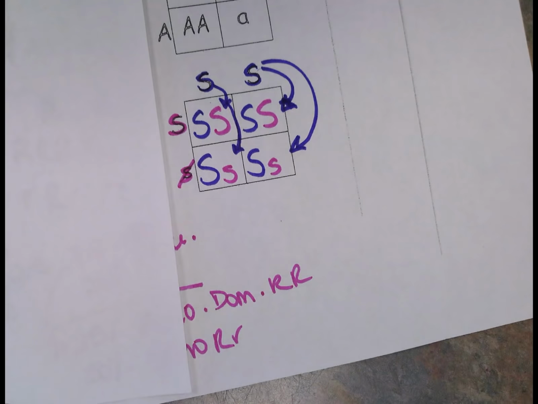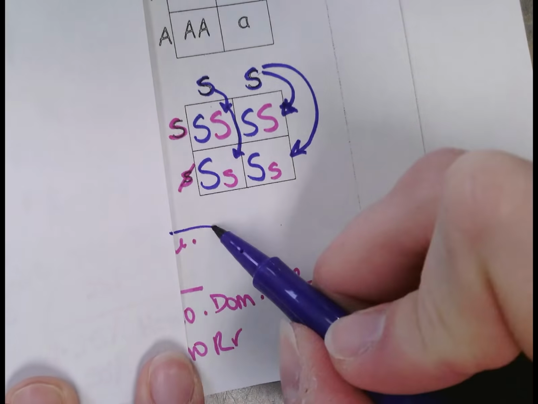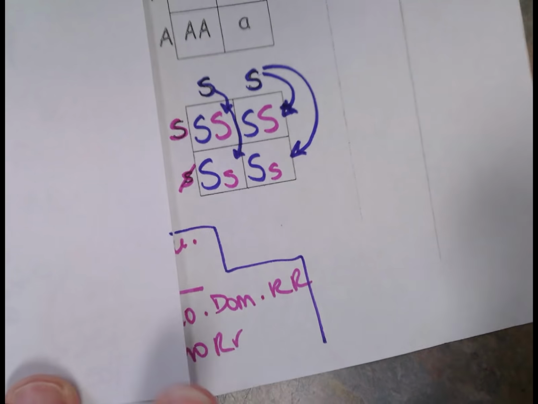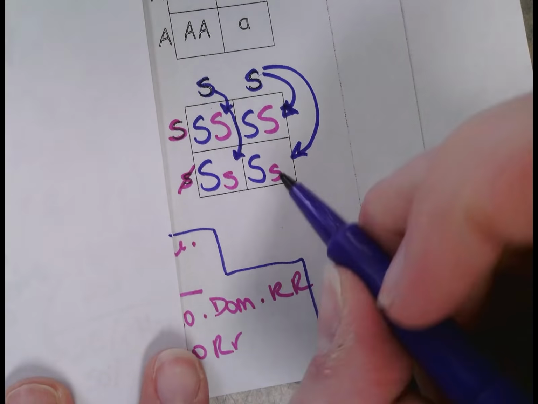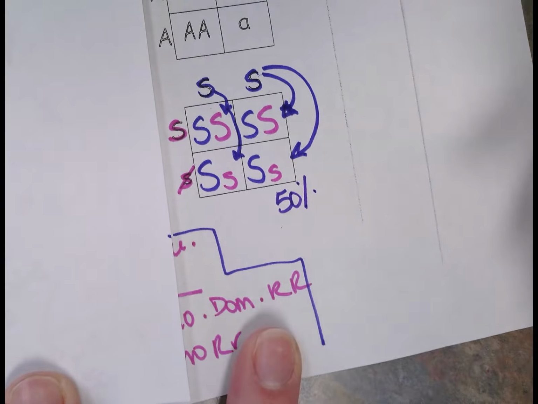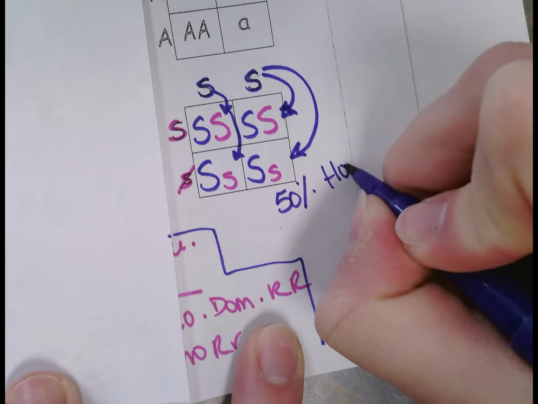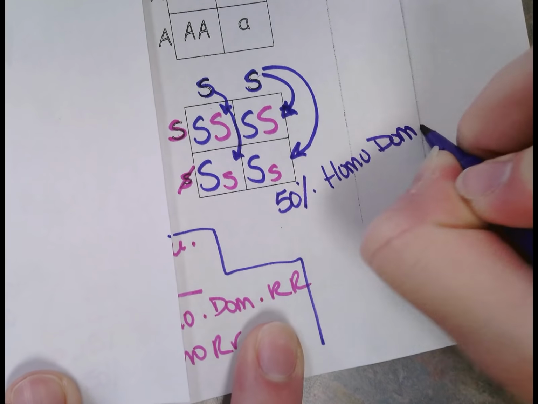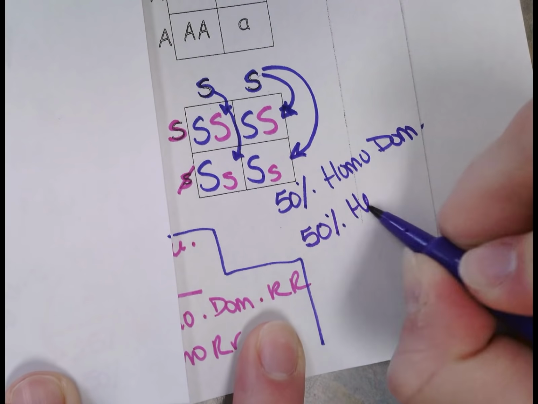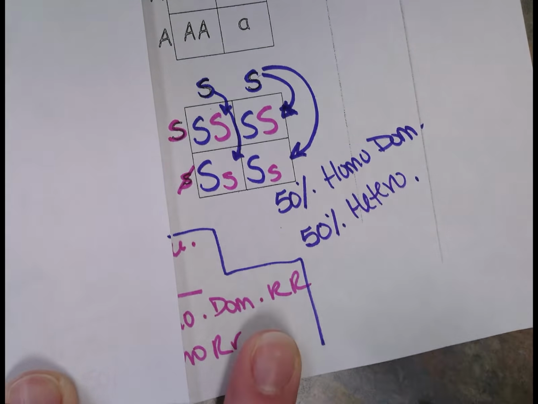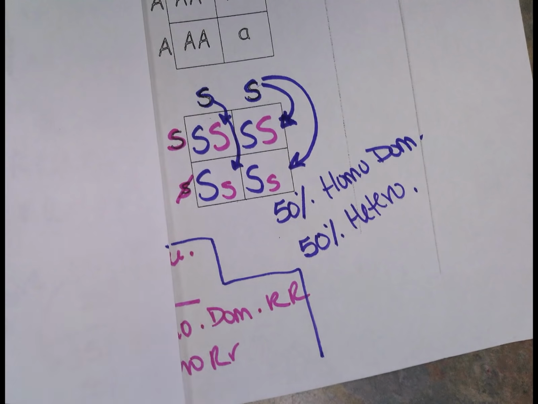Okay. So looking at this, all of them are going to be having the dominant trait, but in this case, 50% are going to be homo dominant and 50% hetero. And again, you do not need to specify if hetero is dominant or recessive. If it's hetero, it has one of each trait. The dominant trait always shines through. Okay. Let's go to the next page.